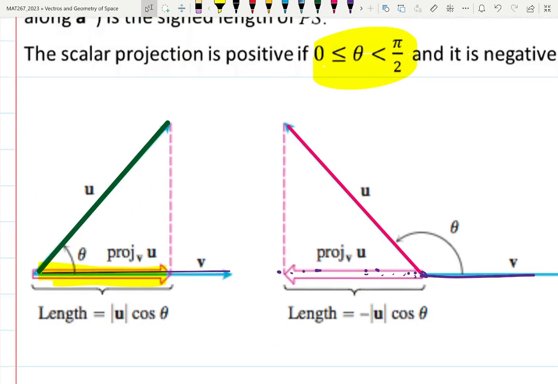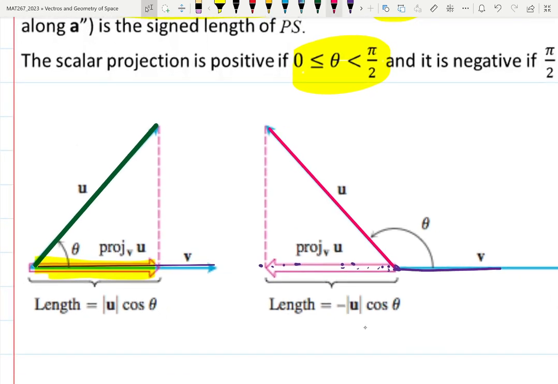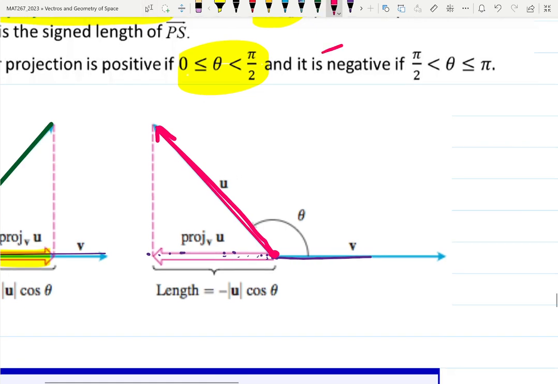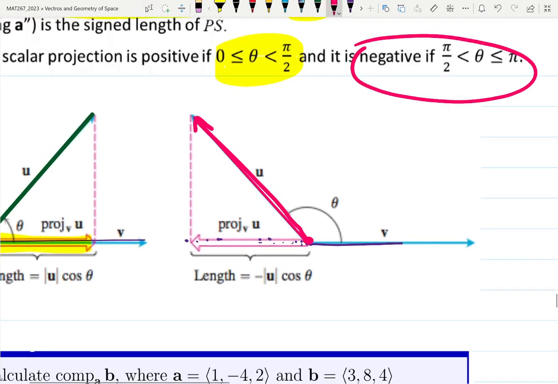Before I move on, do you see my point here? What is happening when the vector is looking away from v? That has a connection with dot product. If it's far from v, the dot product will be small. So from dot product, we find the projection. Projection gives you a negative number if theta is larger than 90 degrees.